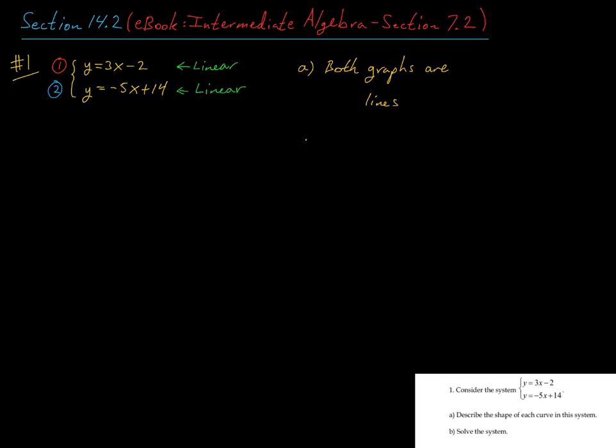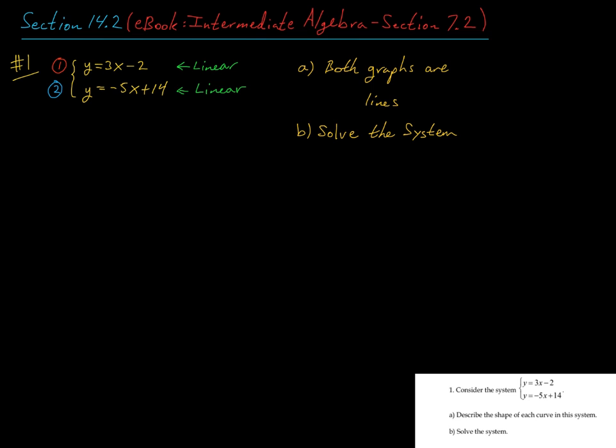Okay, now for part B, it says solve the system. Now when it says to solve a system of equations, what we're asking here is to find the values of both x and y such that when we plug those values in, it'll make both equations true. Okay, so here's a way we could go about doing that.